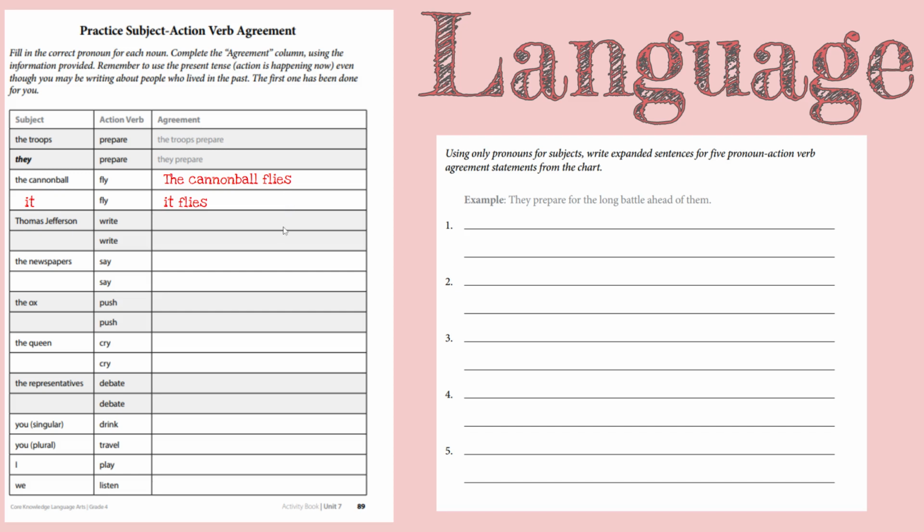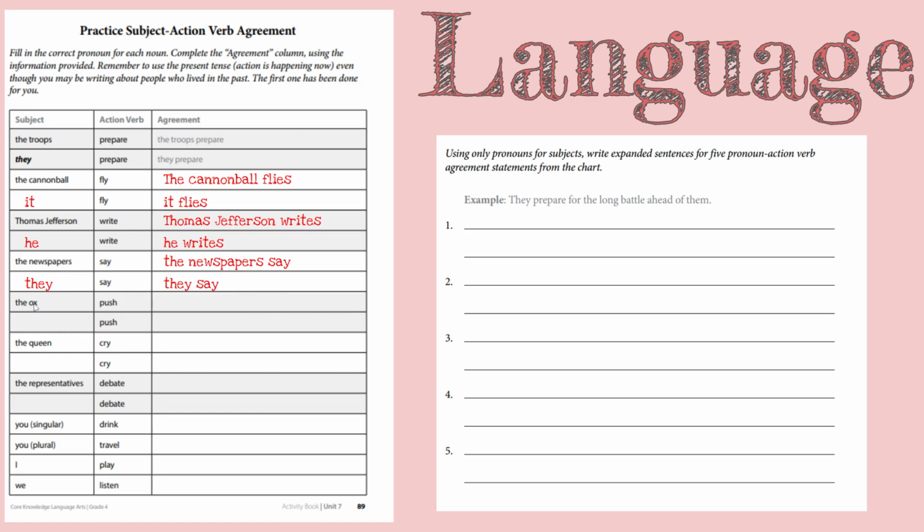Thomas Jefferson and write. Well, Thomas Jefferson's only one person, so it's Thomas Jefferson writes. I only need to add an S here. Thomas Jefferson was a boy, so the pronoun is he. Write, I'm not going to change my rule. It's he writes. The newspapers, it's a plural subject, so I have to make it a plural verb. The newspapers say. Likewise, since it's plural, I'm going to need a plural pronoun, they, and it says they say.